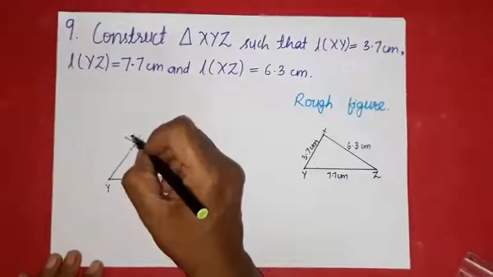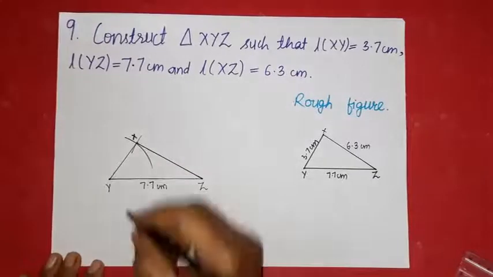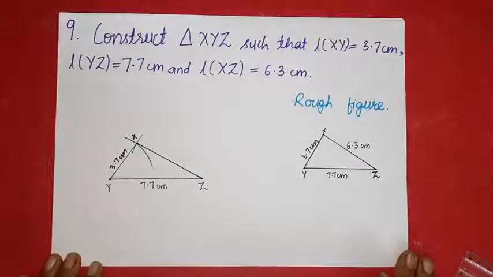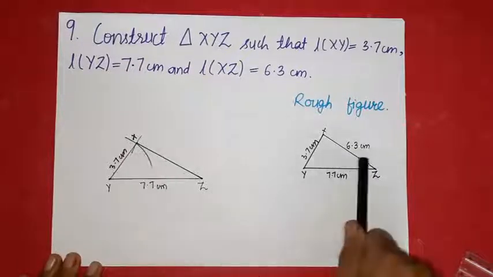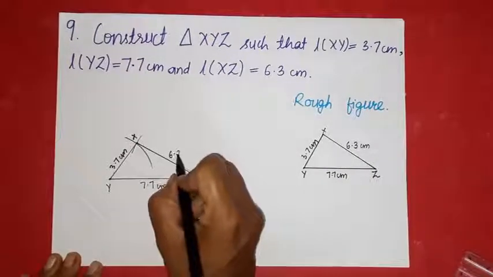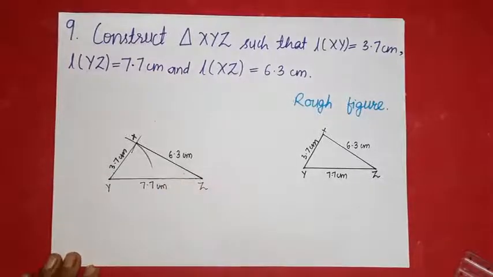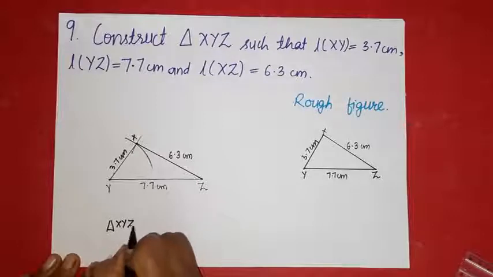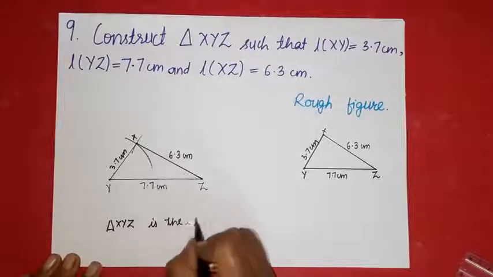Here give the name to this vertex. It is X. This segment is of 3.7 centimeter. So we will write here 3.7 centimeter. This segment is of 6.3 centimeter. So we will write here 6.3 centimeter. This triangle XYZ is the required triangle.